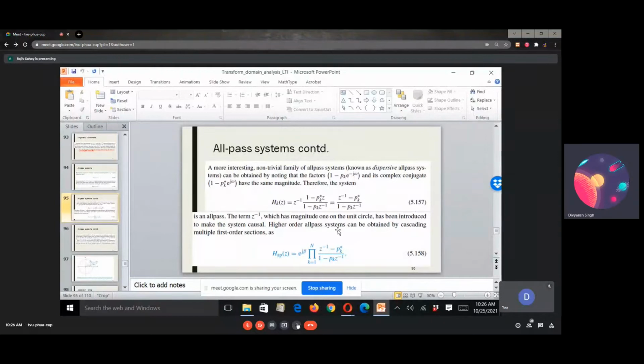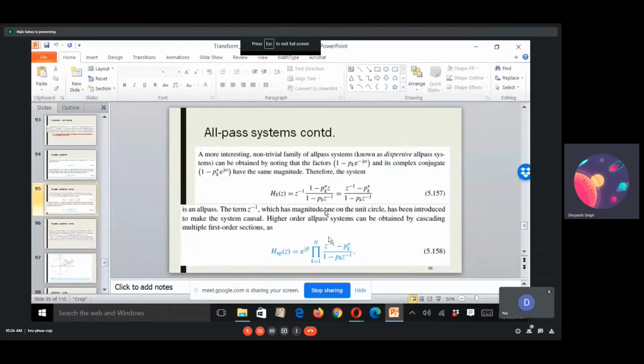We can create higher order all pass systems by cascading several first order systems. So this is a first order all pass system. This is how a first order all pass system looks like. I hope all of you have made a note of this, because today we are going to decompose an H of Z into a minimum phase system and an all pass system.